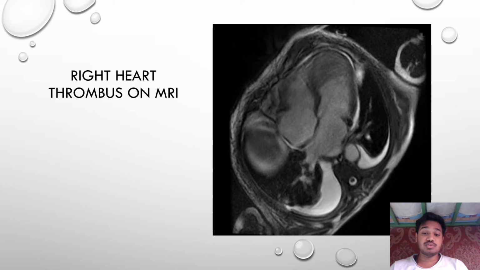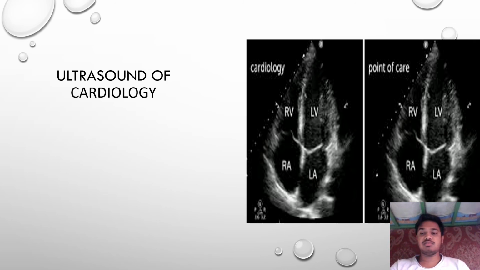This is the thrombosis of the right heart on an MRI, ma'am. Thrombosis mainly causes blood clots, where it is very difficult for the blood from the heart to go to the organs. We can see here, ma'am. There is ultrasound. This is the normal ultrasound, ma'am. As we see, there is the right ventricle, left ventricle, right auricle, left auricle. Here, the point of care is there, ma'am.